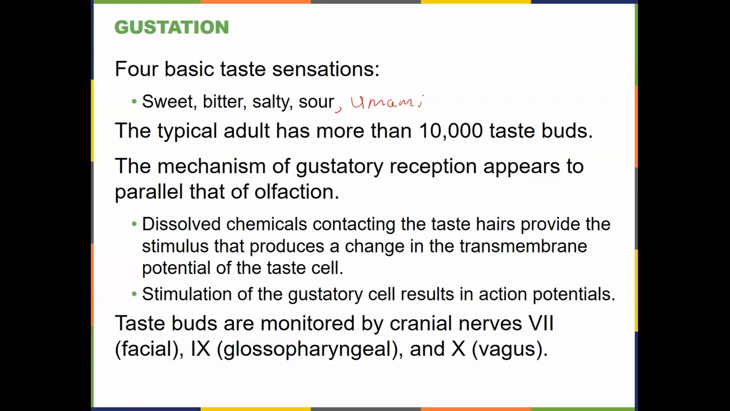And so basically, dissolved chemicals are going to interact with those little taste hairs, causing a chemical change in the neuron. So basically, you're adding a chemical and that tells the neuron, send a signal to the brain, send an action potential to the brain saying, hey, we got sugar. And then the brain goes, woohoo, right?